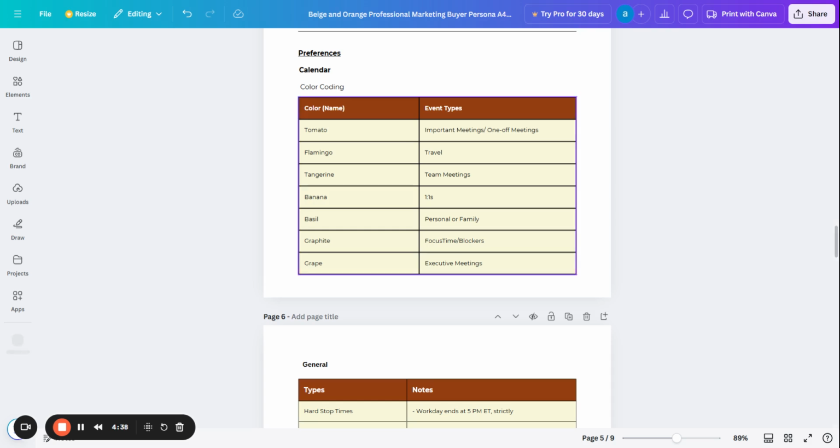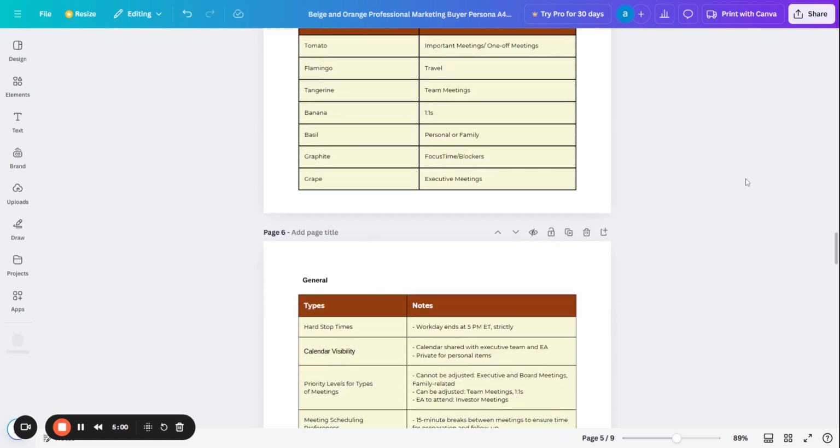Like, for example, whenever a client wants to have a one-on-one with one of her team, we color code that meeting banana, or if it's a team meeting, it is tangerine, or if it is an important meeting or one-off meetings, we call it tomato, like that.